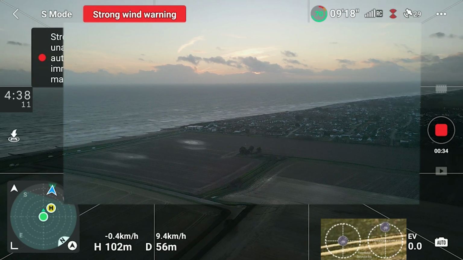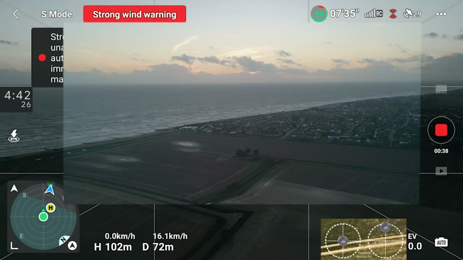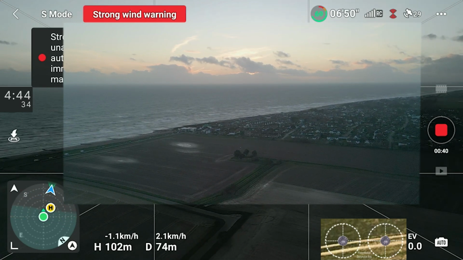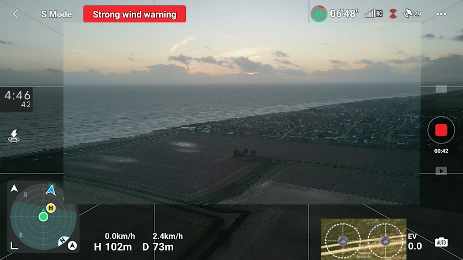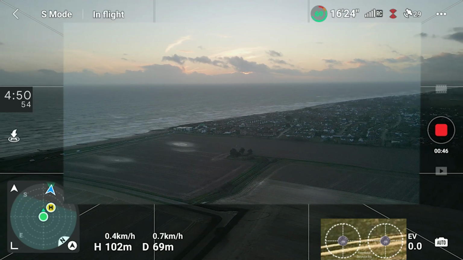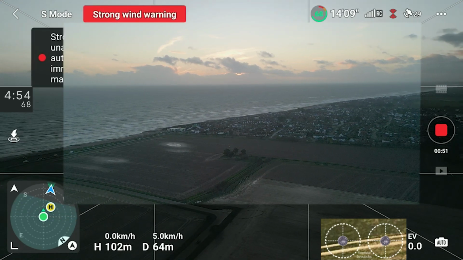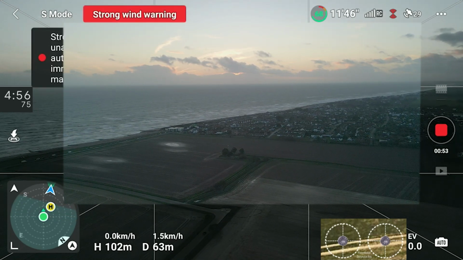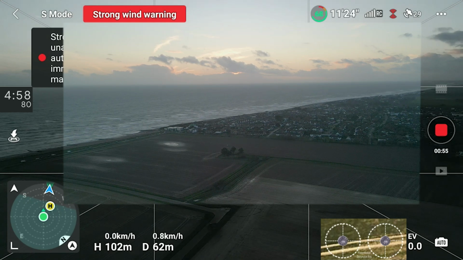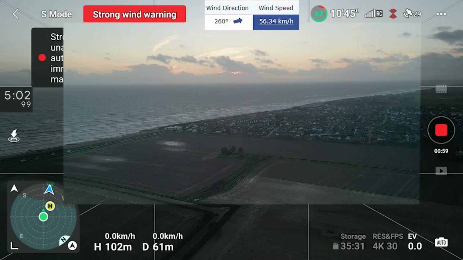Now move forward a bit, flying into the wind again. So we've got a little bit of wind coming back a bit. I'll just bring the drone backwards a little. Generally it stabilises its position in a few seconds.